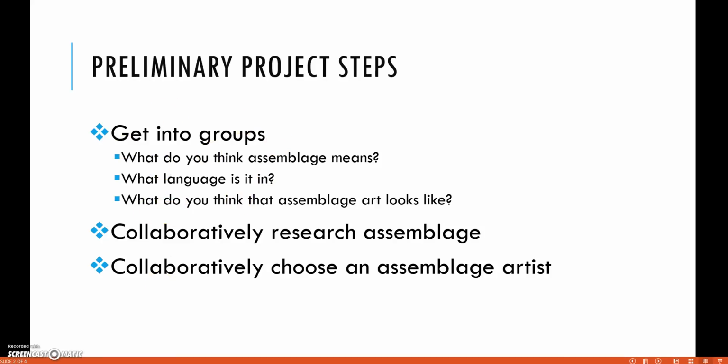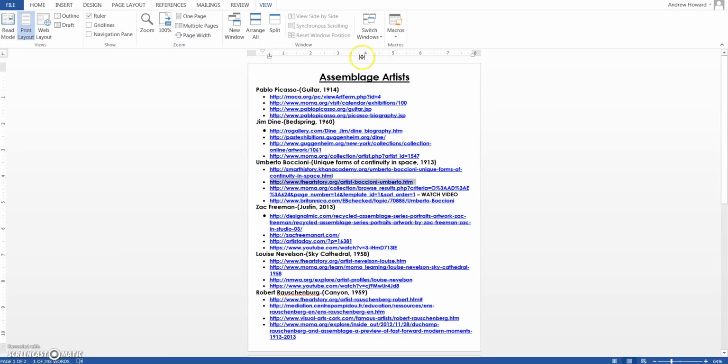So our list looks something like this. This will be the list that you will be receiving with all of your websites. So we have Pablo Picasso, Jim Dine, Umberto Baccioni, Zach Freeman, Louise Nevelson, and Robert Rauschenberg. All of these artists were assemblage artists in their own way. And what we are going to do is we are going to pick one as a group, and each group will research the different artists, and then they will present it in a beautiful presentation that they're going to make.